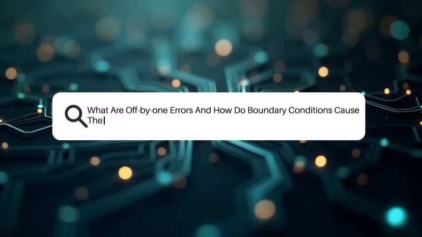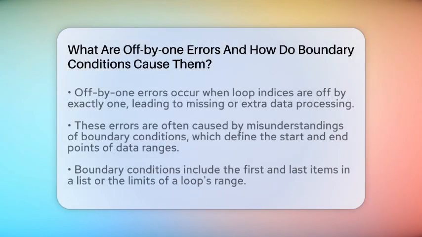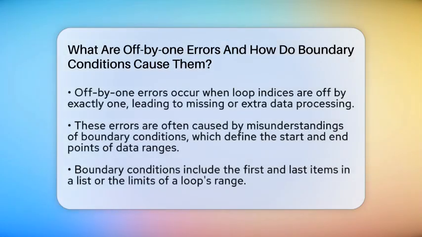What are off-by-one errors, and how do boundary conditions cause them? Imagine you are trying to count the number of apples in a basket. If you start counting from 0 and forget to include the last apple, you might miss it completely. That's similar to what happens with off-by-one errors in programming.